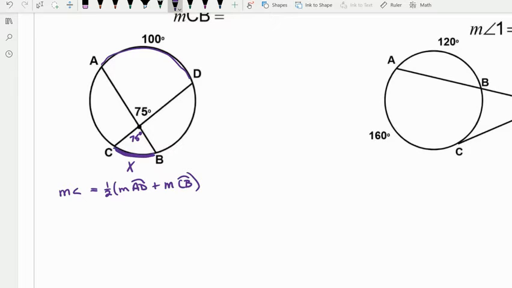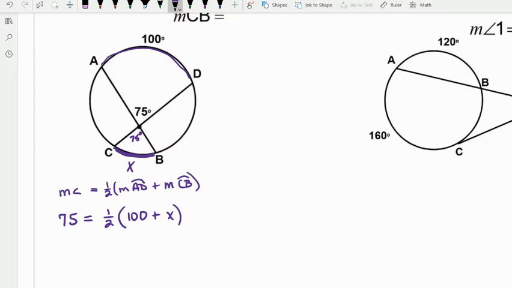So the measure of the angle, I know, right? That's 75 degrees. And then I'm going to do half the measure of arc AD, I know that's 100 degrees, plus I don't know the measure of CB. That's what I'm looking for, so I'm going to call that X. Okay, see if you can see where all the parts came from.